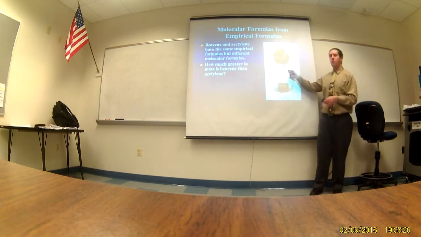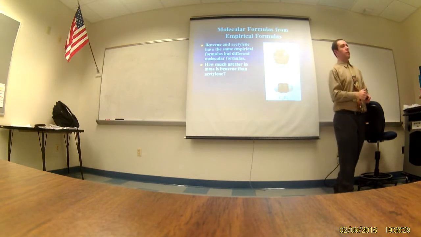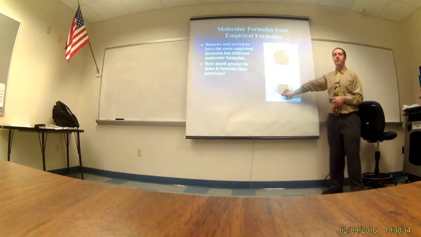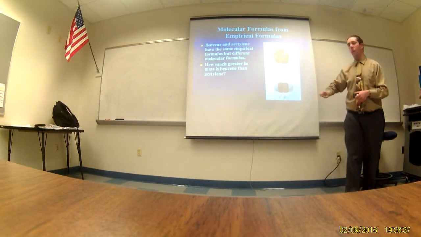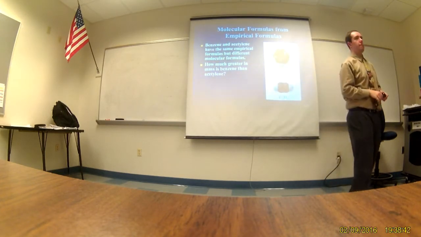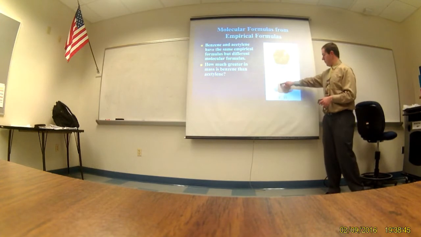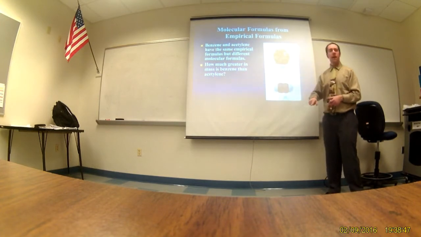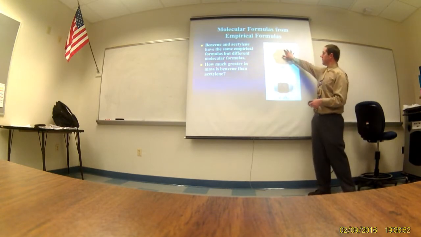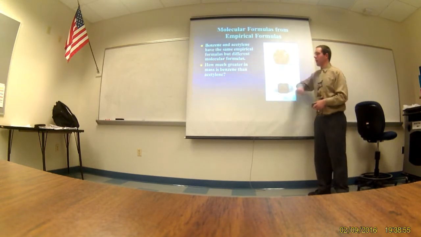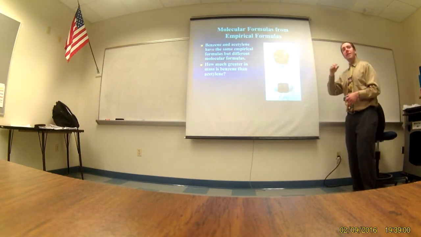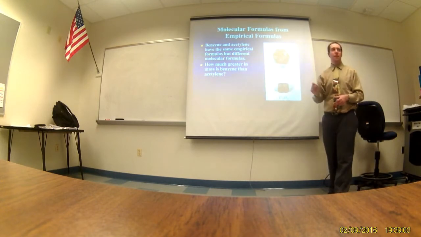We said they had the same empirical formula, but they have different molecular formulas. If we think about the mass of this versus the mass of that, how much heavier would you say that molecule is compared to that? 3 times, exactly. 3 times 2 is 6. So this has a mass that's 3 times bigger than that. That is not a complicated idea. So when we get to the problems, don't make it more complicated than that.